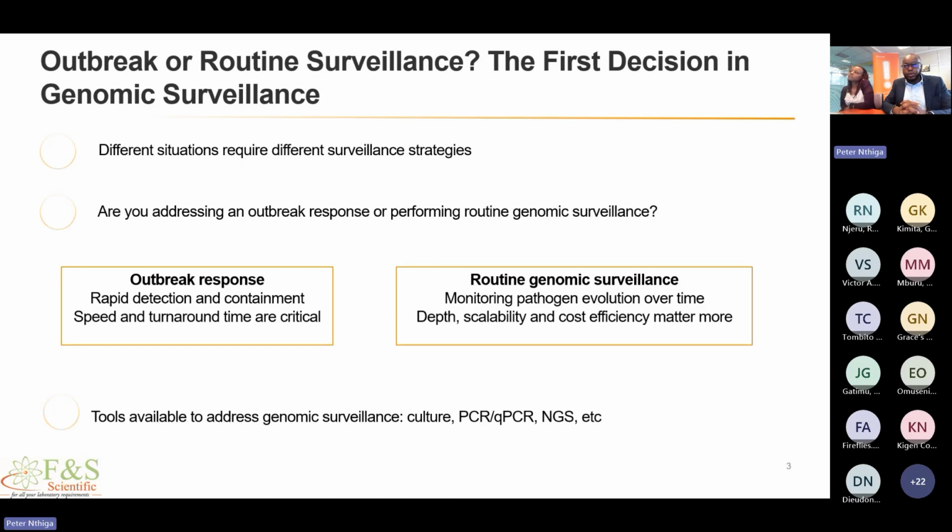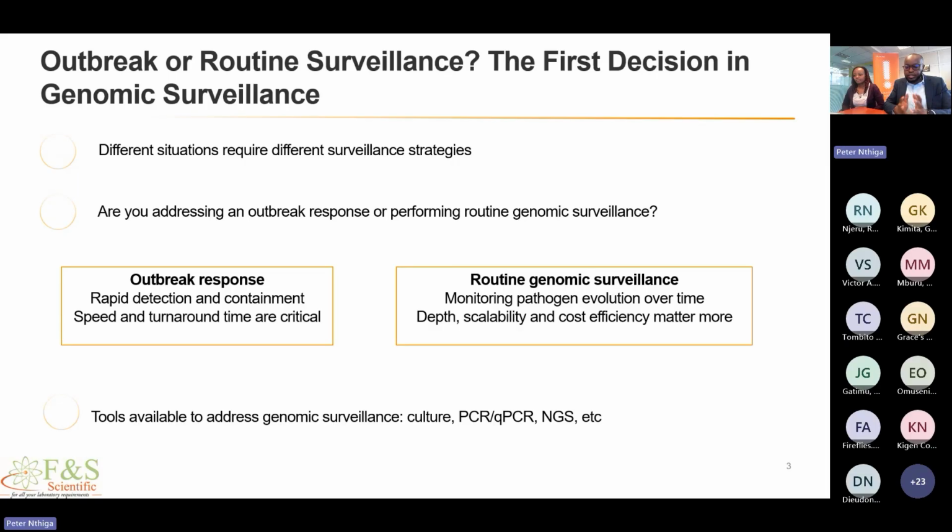Because if we are looking at an outbreak response, there are certain aspects that are really paramount to consider, such as turnaround time, the speed, and rapid detection and containment measures. But if you're addressing routine genomic surveillance, aspects like depth, scalability, and cost efficiency tend to matter more, other than the turnaround time. So knowing the objective that you're addressing is really key to guide you in developing a genomic surveillance strategy. There are several tools, of course, that we have to address genomic surveillance.